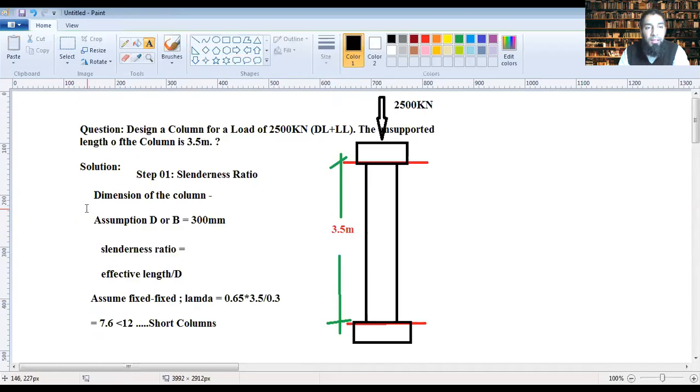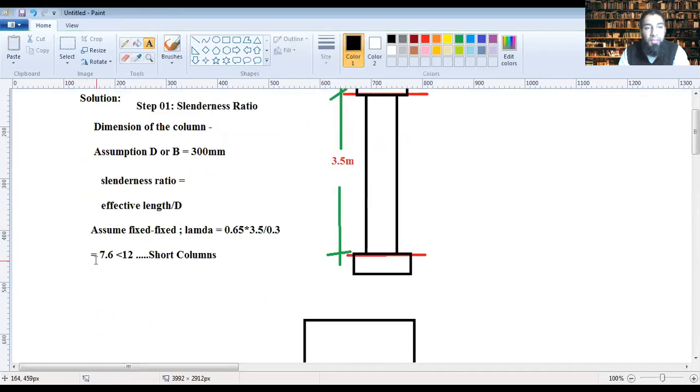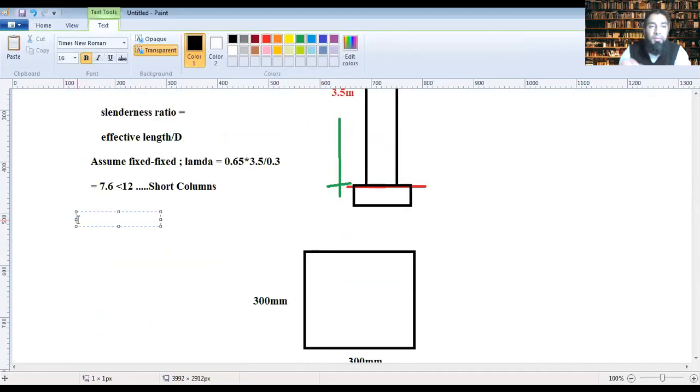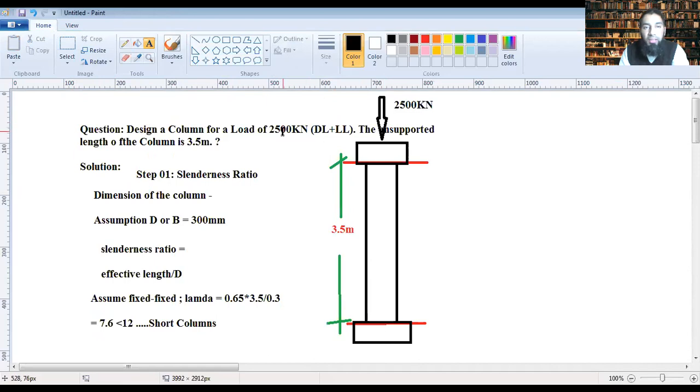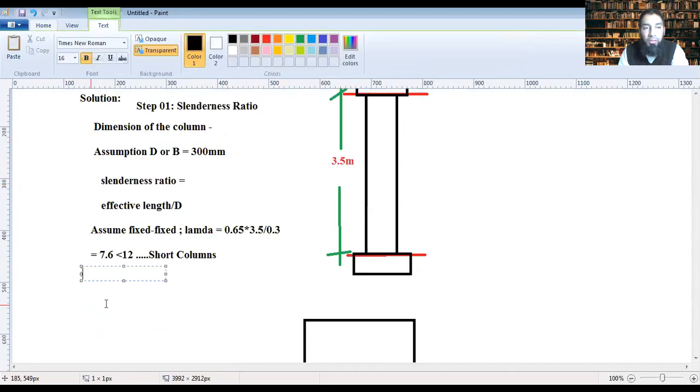Then, when it's a short column, now for your design, it's not given to you that there is any eccentricity of load here. It's mentioned to you that the load is 2500 kilonewton, so it's an actual load. So your load here is actual load and the column is short. That has to be clear before you proceed on to the design.